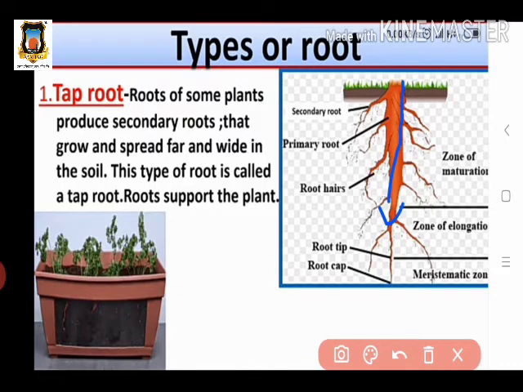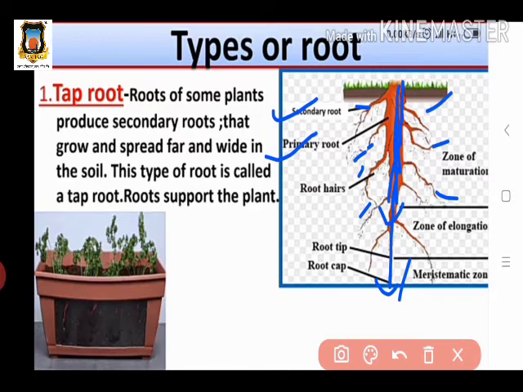A number of secondary roots are produced. See this? These are the secondary roots. These small parts are called secondary roots. So the production of secondary roots takes place on the primary root. This is the main part below, the primary root. On this primary root, a number of secondary roots are developed far and wide in the soil. Means it grows deep inside the soil, and a number of these secondary roots are produced, and this type of root is called tap roots.